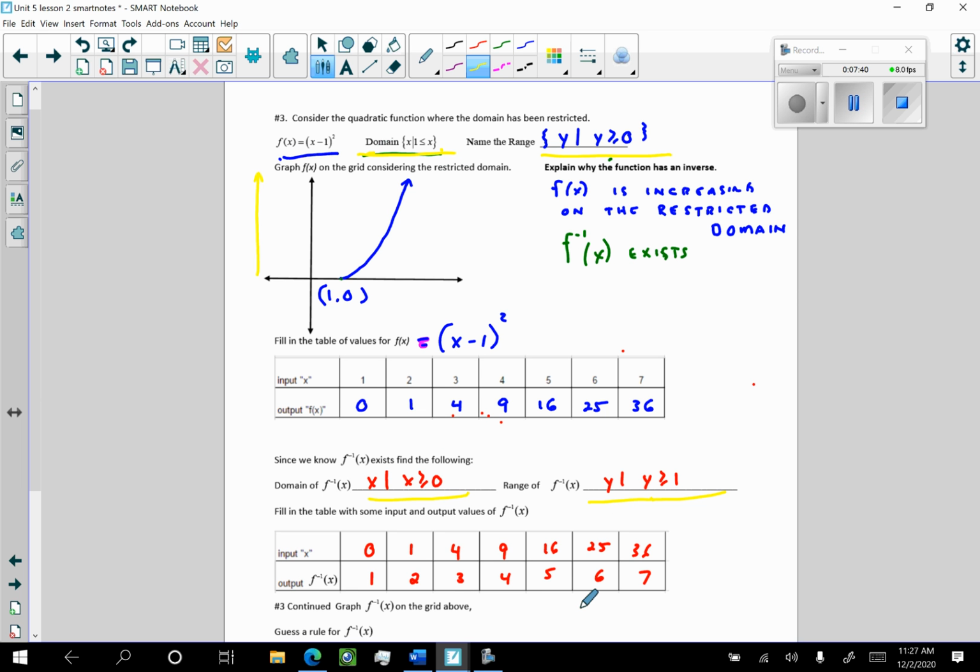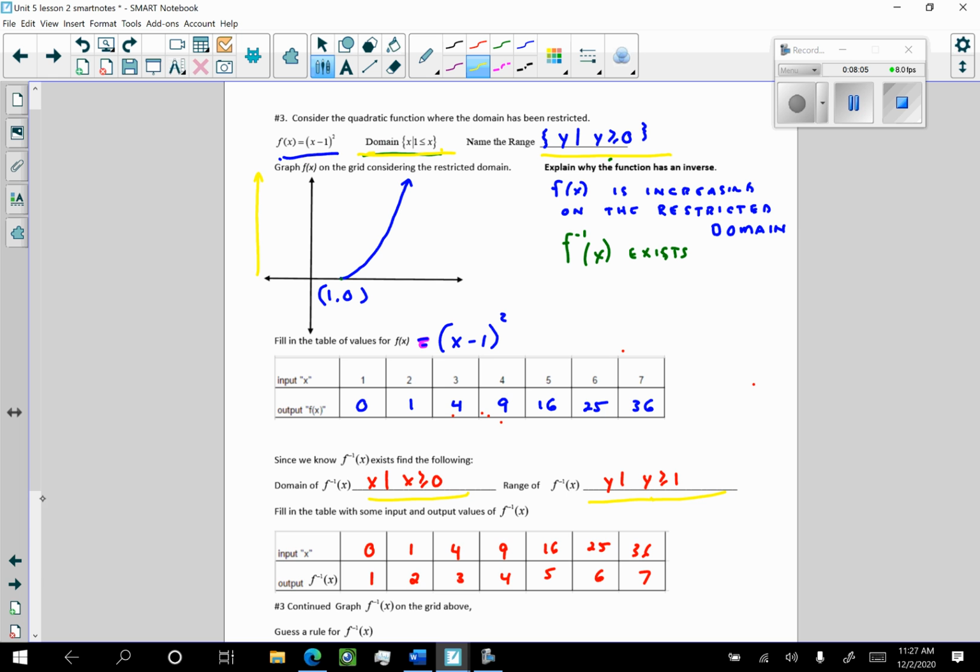And now where did I get these points at? Where did these points come from? Well, what did I do? I just flipped these points. XY, YX, XY, YX. So the Y's become the X's, and the X's become the Y's. So I have 0, 1, 1, 2, 4, 3, 9, 4, 16, 5, 25, 6, 36, 7. All right.